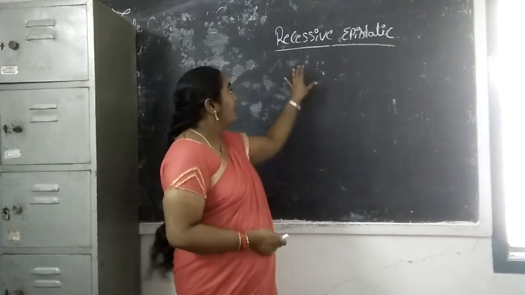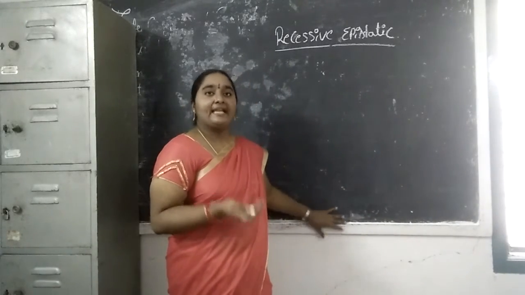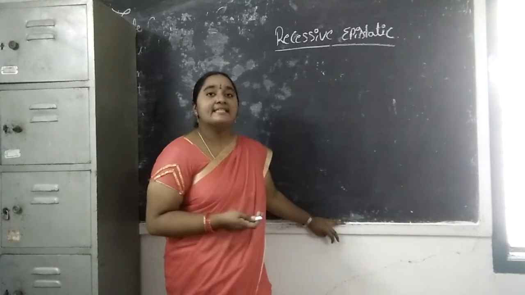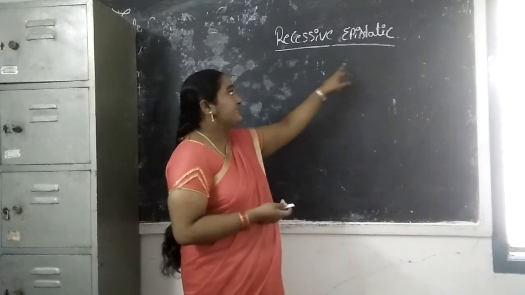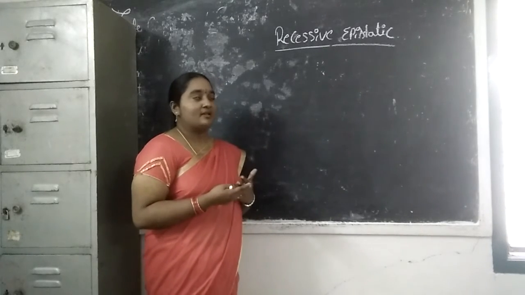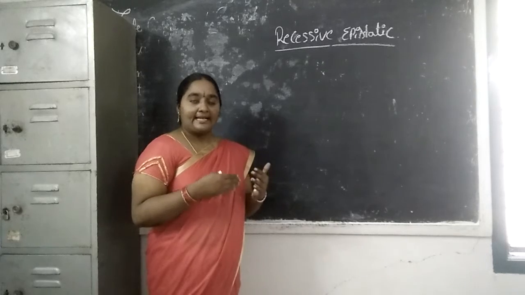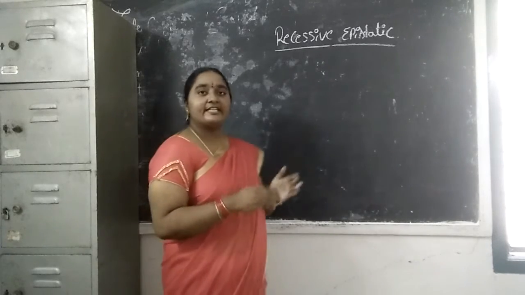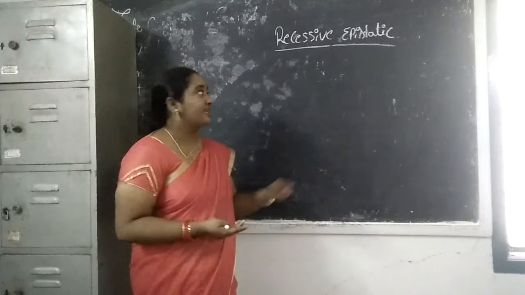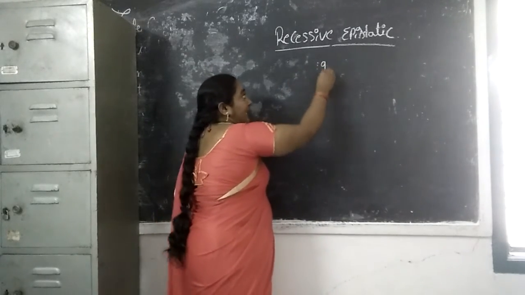It is when one allele affects another allele of a secondary gene. This is also called recessive epistasis. It is expressed by masking one gene with another gene. The masked gene is the hypostatic gene. This is also called recessive epistasis.